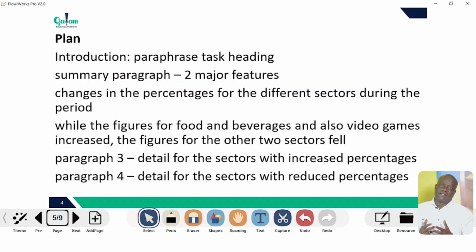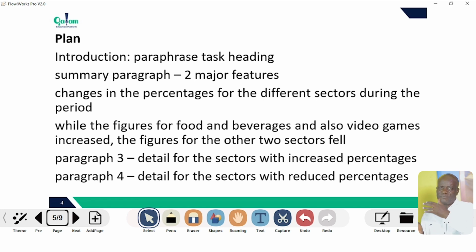So plan. When you are writing the 150-word essay of comparison, there must be an introduction, and you paraphrase the task heading, meaning what you are going to write. Then the summary paragraph, where you put two major features: changes in the percentages for the different sectors during the period.